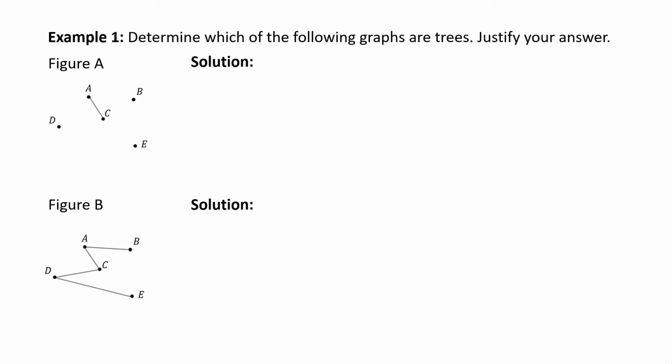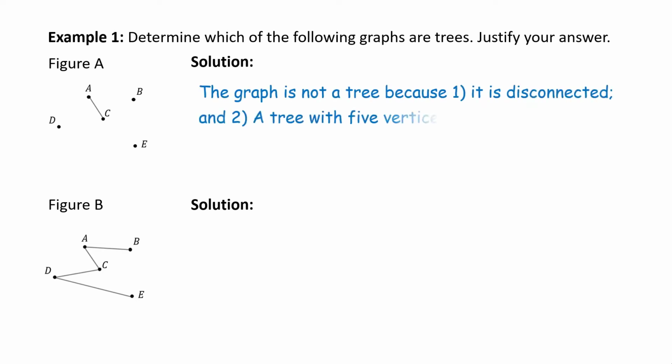Example. Determine which of the following graphs are trees. Justify your answer. We begin with figure A, which consists of vertices A, B, C, D, E, with one edge drawn from A to C. This graph is not a tree because 1, it is disconnected, and 2, a tree with 5 vertices must have 4 edges. This graph has only 1.